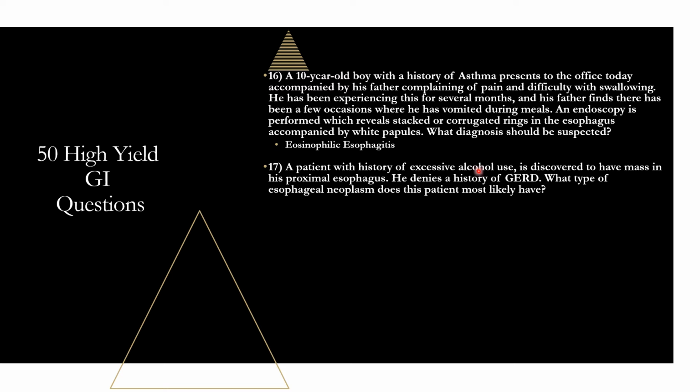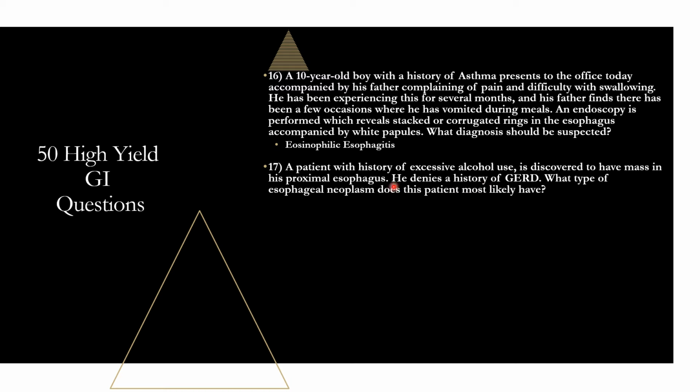So the first thing they mention, excessive alcohol use. This is a key to squamous cell carcinoma. So that's our first clue. Doesn't make the diagnosis, but let's keep going on. He's known to have a mass in his proximal esophagus. Well, squamous cell is found in the proximal esophagus. Adenocarcinoma is found in the distal. So again, another clue for squamous cell. Let's see if we can see anything else.